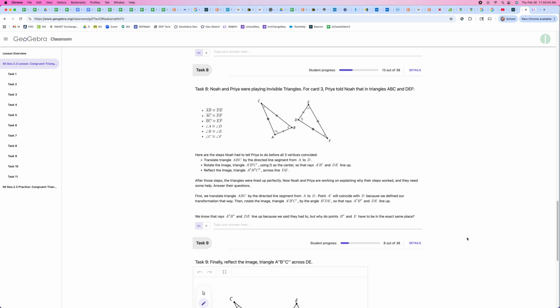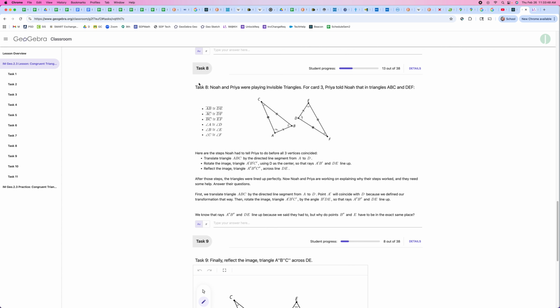Okay? So we're going straight to task 8. All right. Task 8. Noah and Priya were playing invisible triangles. Priya says that these two triangles are congruent, but Noah can't see them.